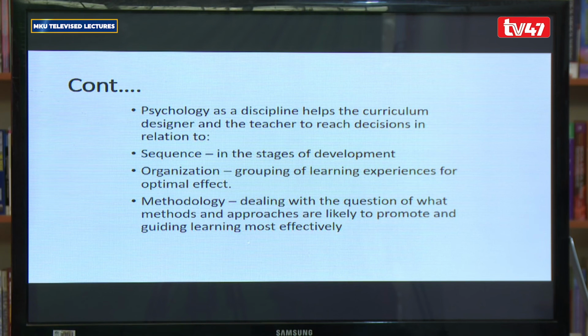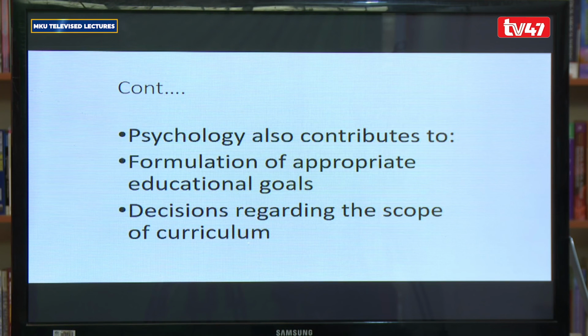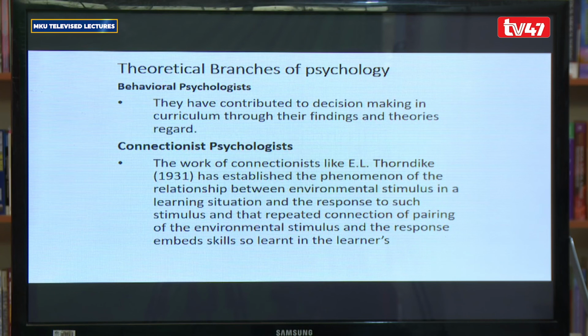When it comes to the organization, the grouping of the learners should be based on their experiences. With regard to methodology, how are you going to teach these learners? It should be determined by the psychological state of the learners. Psychology also contributes to formulation of appropriate educational goals, the decisions regarding the scope of the curriculum. We have different theoretical branches of psychology. We have the behavioral psychologists. These ones have contributed to the decision making of the curriculum through findings and theories with regard to the connectivities. How do we connect learning through the stages?